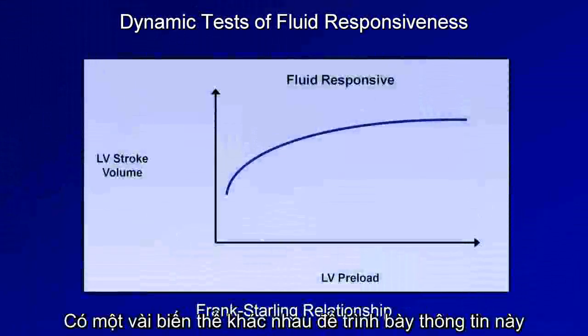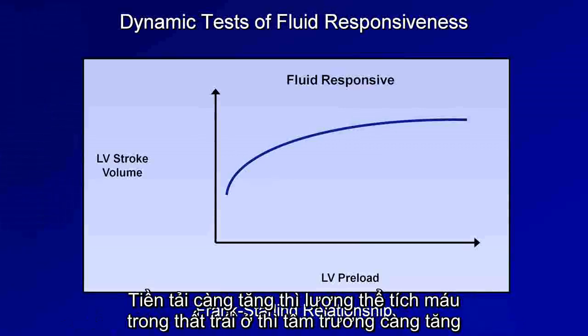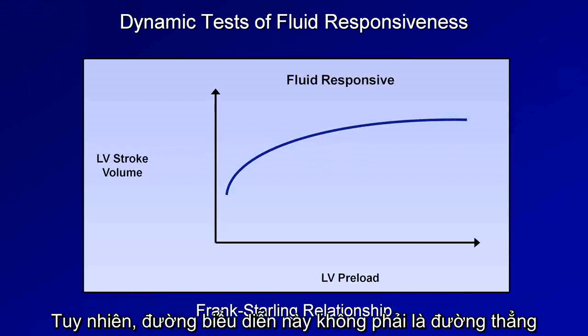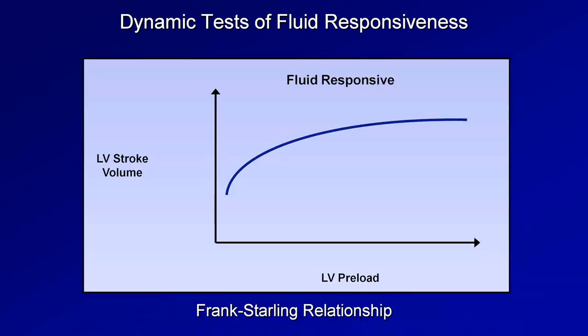There's a couple of different variations in how the information is presented, but the most helpful one for us plots the LV stroke volume as a function of LV preload. The greater the preload, that is, the greater the amount of blood volume present in the LV at end diastole, the greater the force of contraction, and thus the greater the subsequent stroke volume. However, notice how the line is not linear. As the preload increases higher and higher, the curve flattens out.